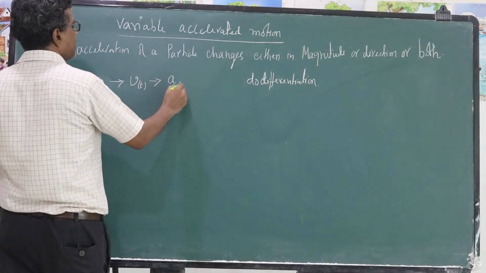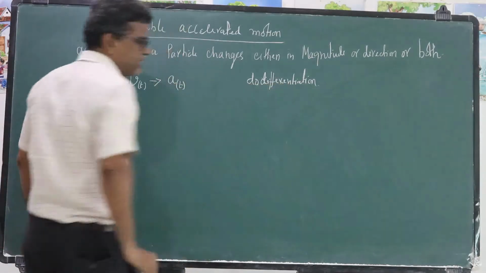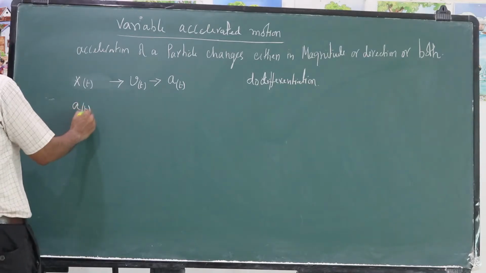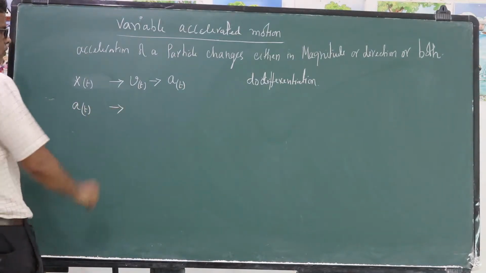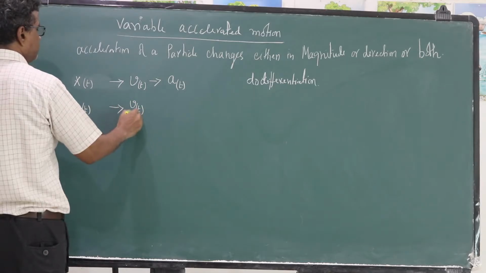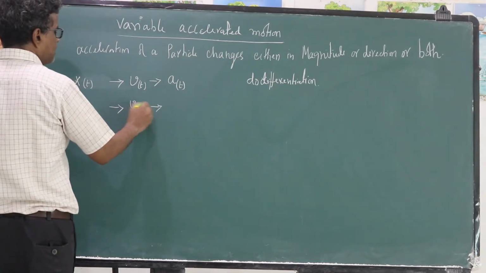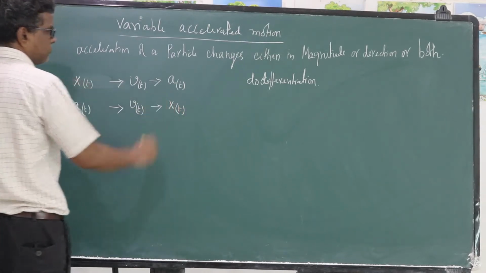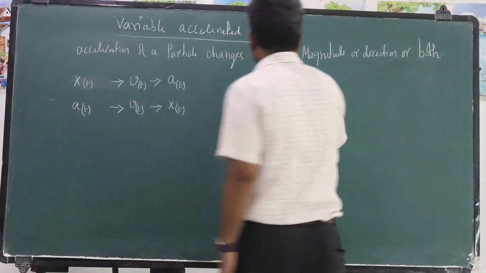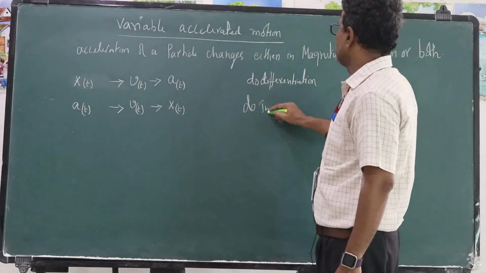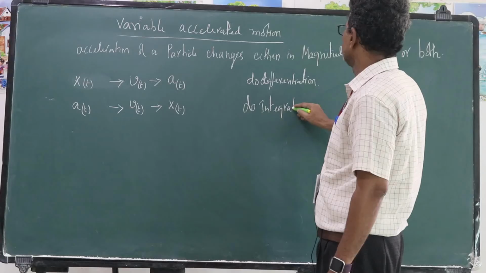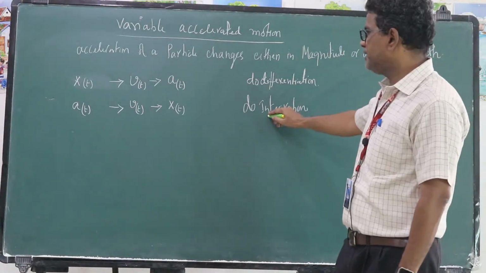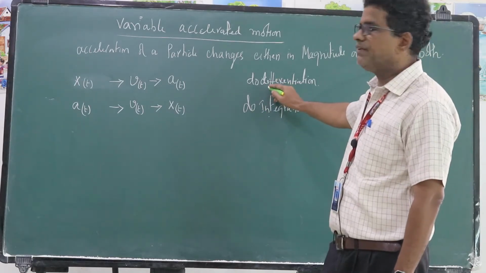Velocity is given as a function of t. You want acceleration? Do differentiation. Suppose acceleration is a function of t and you want velocity. Or velocity is given as a function of t and you want displacement. Do integration. Integration is the reverse process of differentiation.